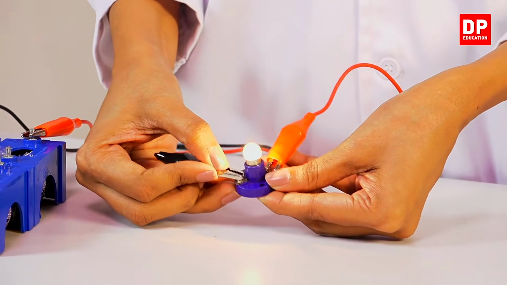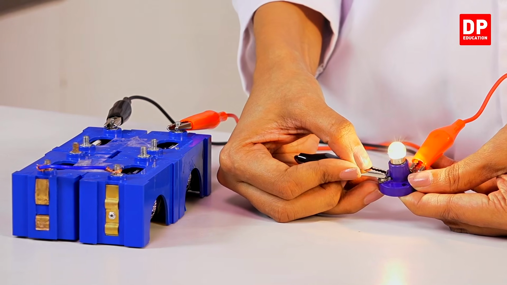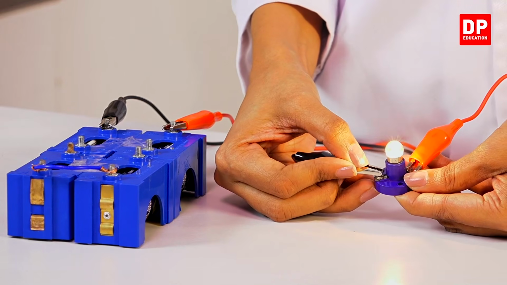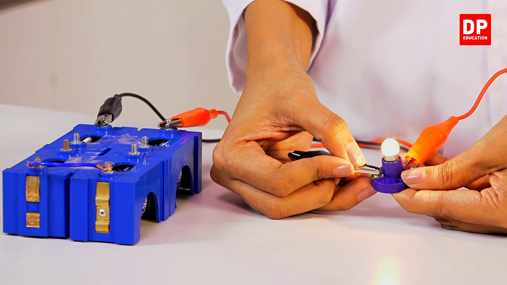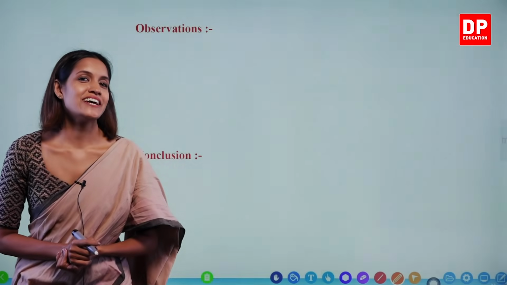Right. Look at the brightness, children. Brightness is very high than the previous instance. Earlier we used only one cell and now we used several cells, 4 cells. So this type of combination is known as a battery. So in your day-to-day activities, there are instances that you have to use a higher amount of electricity. So in that case, instead of using a single cell, we can use a collection of cells which is known as a battery. Right, children.